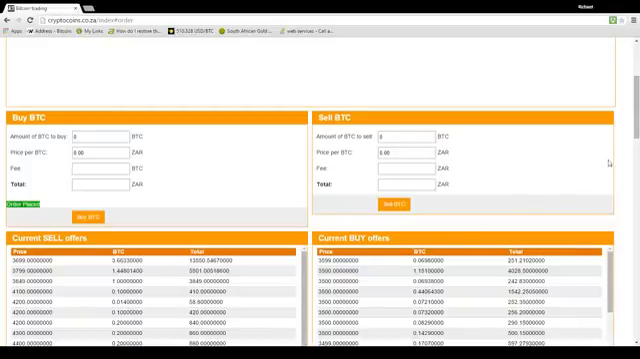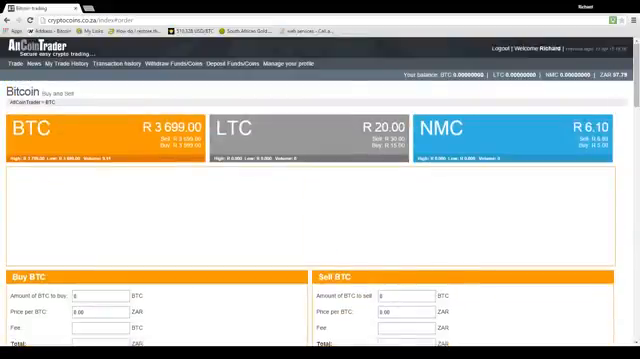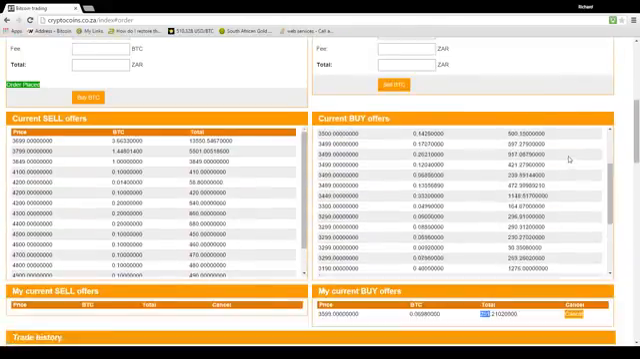And there, if you go down to my current buy offers, this is something that only you can see when you're logged in. When other people are logged in, they won't see that. You can see that you have got an order for that price for 0.0698 Bitcoins, and it's 251 Rand. So that 251 Rand plus the 97 Rand is your balance.